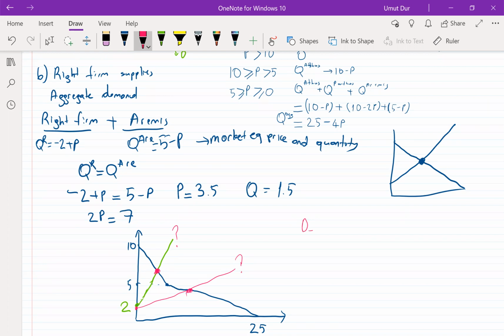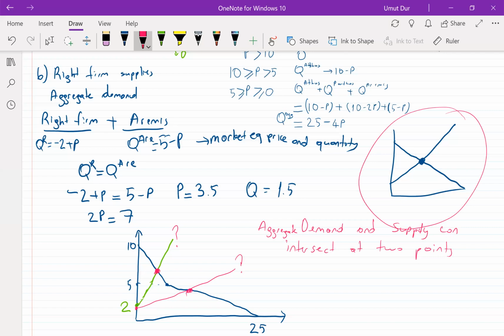So aggregate demand and supply can intersect at 2 points. The reason is that there is a kink here, so the slope of the demand curve changes at this point. But for the individual one, there is no kink, so the demand curve is downward sloping. That is basically the only tricky point of this question.